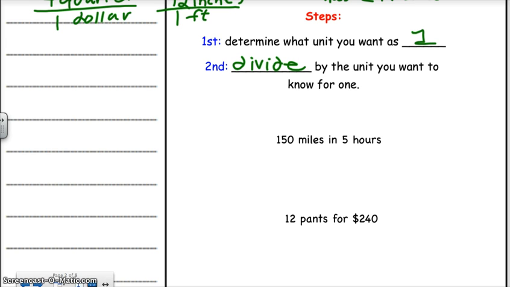All right, here's an example. 150 miles in 5 hours. I want to know here how many miles per hour. So what I want as 1 is the hour, okay? So I'm going to do 150 divided by 5. That's going to tell me how much for 1. And what is that, 30? I'm going a big whopping 30 miles per hour. Or 30 miles in 1 hour. It's a unit rate. It's relating it to 1.